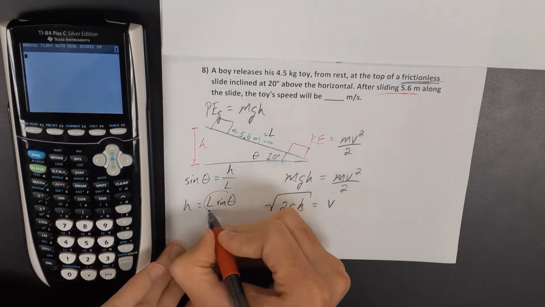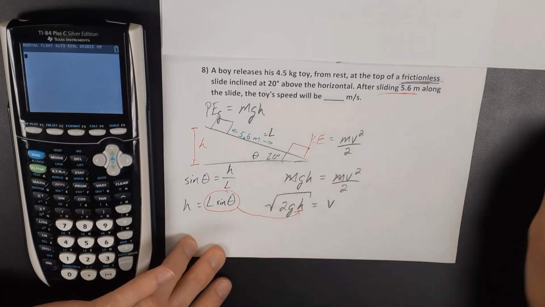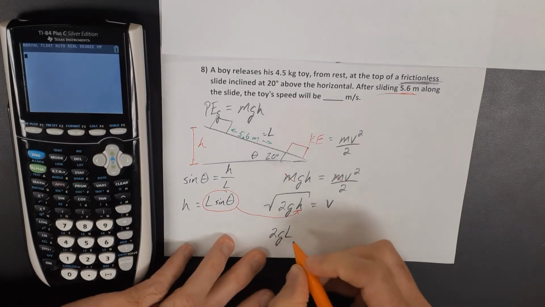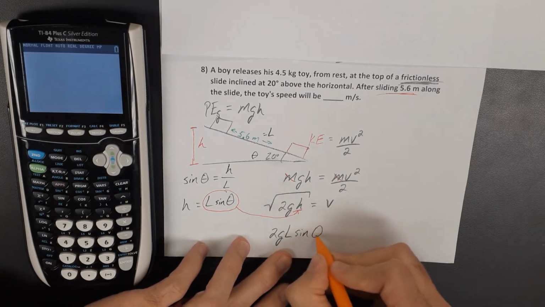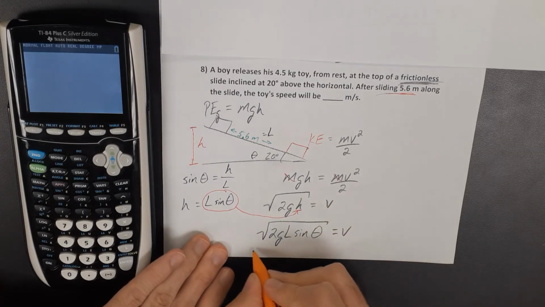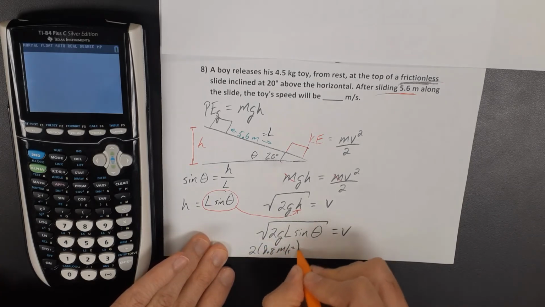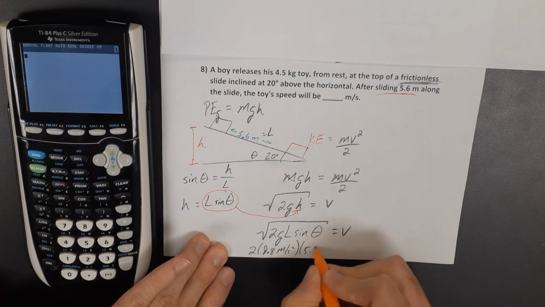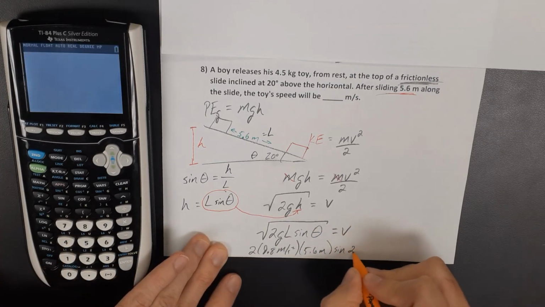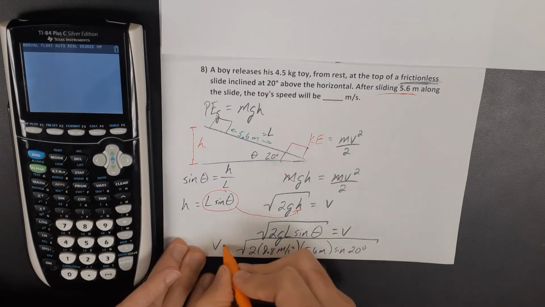And we could either go ahead and solve for that number, or I'm going to take that and plug it in right here to my equation. So now I'm going to say 2g times L sine of theta, and I'm still taking the square root. So 2 times 9.8 times our length, 5.6 meters, times the sine of 20 degrees, and taking the square root of all of that.